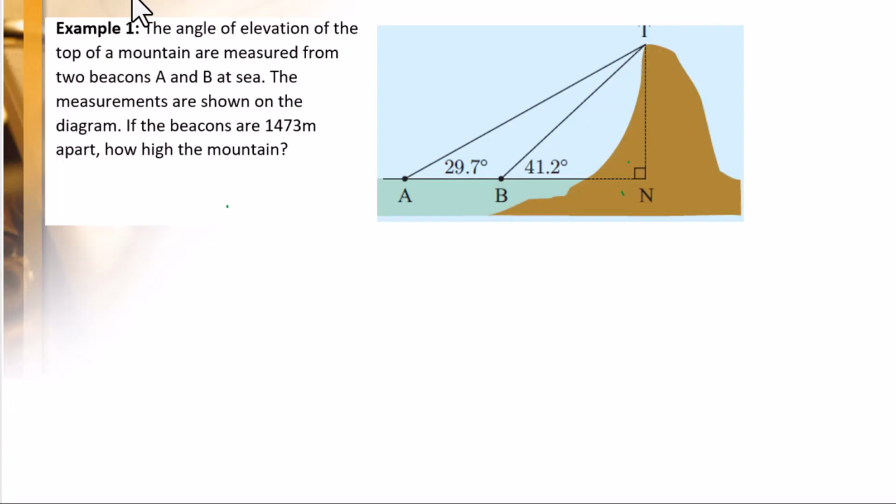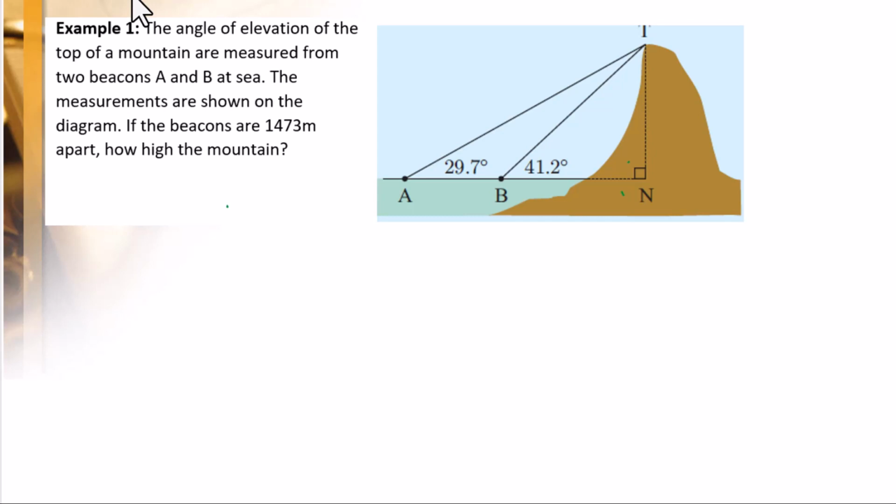This video is about sine and cosine rules. The angles of elevation of the top of a mountain are measured from two beacons A and B at C. The measurements are shown on the diagram. If the beacons are 1,473 meters apart, how high is the mountain?